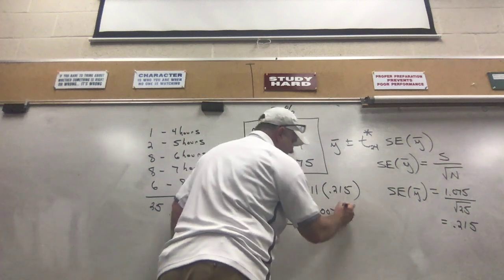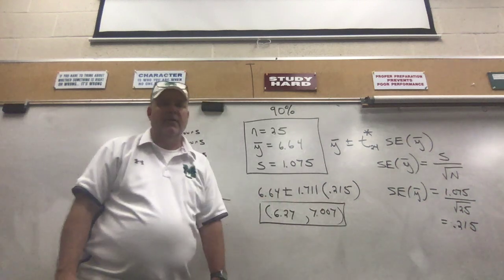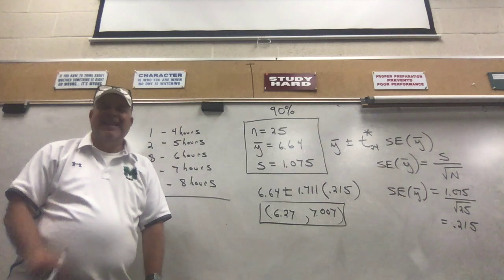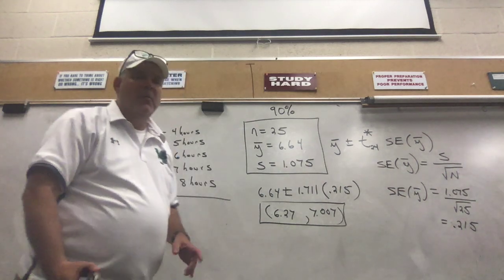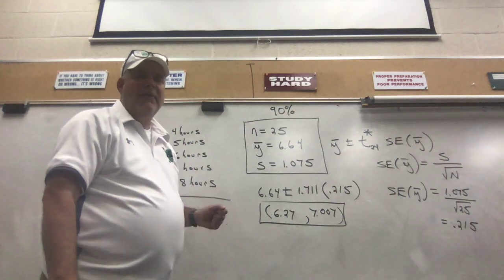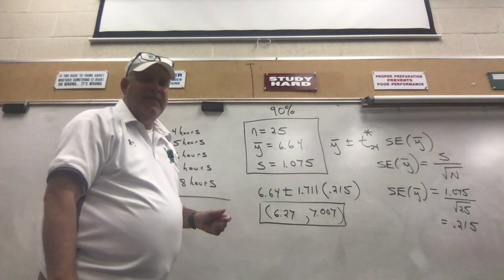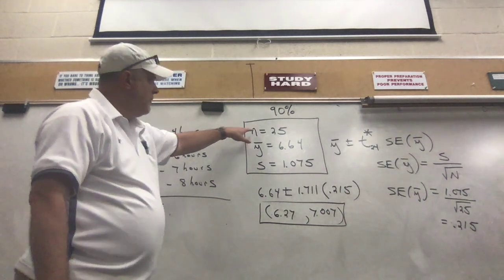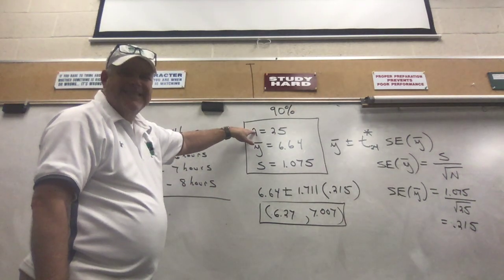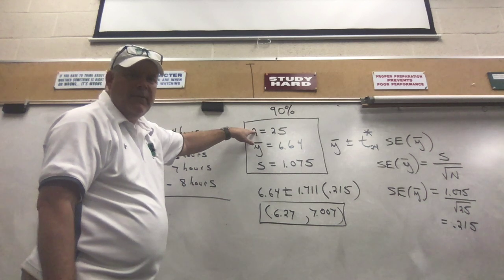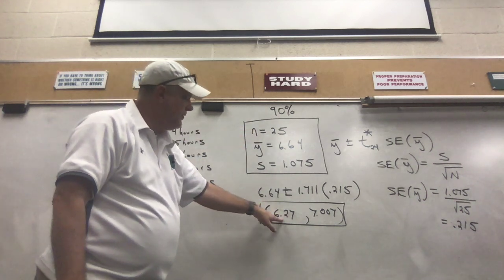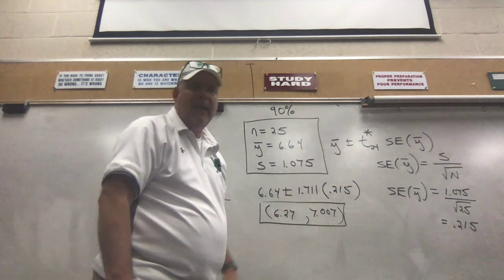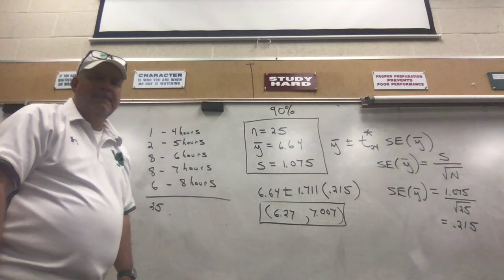Congratulations, we just constructed a 90% confidence interval. What does that mean? We are 90% confident that the average hours of sleep for the people at this college, where I got the information, is between 6.27 hours and 7.007 hours.